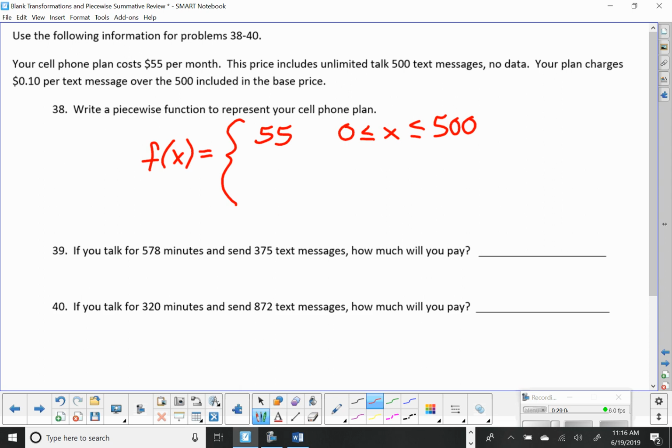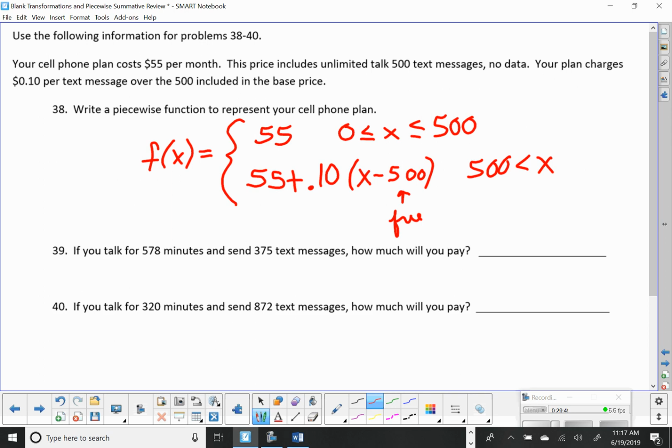Now, if you go over 500, you have to pay $55 plus 10 cents times every text message. Oh, but wait, it's not every text message, right? It's every text message over 500. So this is going to be x minus 500. Why? Because the first 500 were included in the $55. And this is going to be 500 less than x.